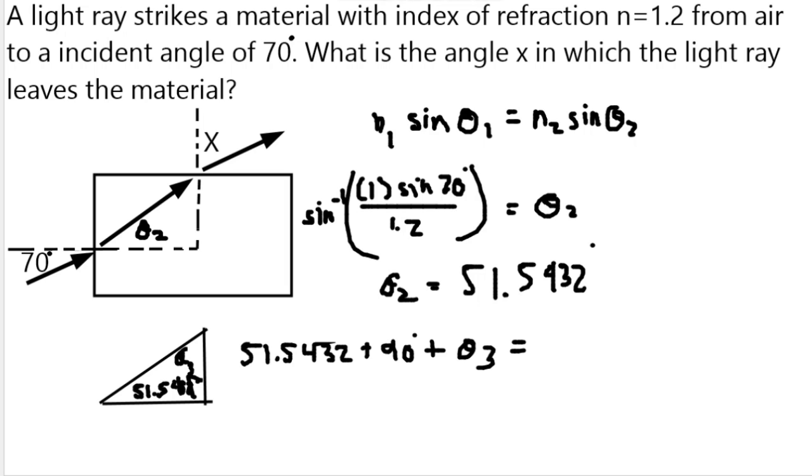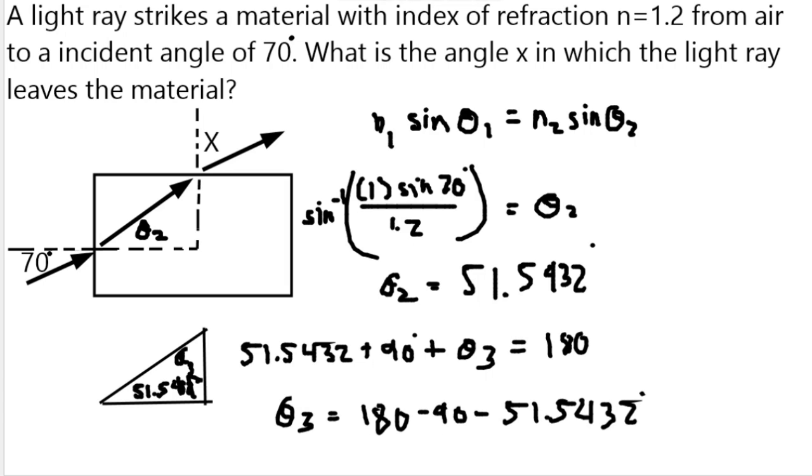So we have 51.5432 plus 90 degrees plus theta 3 equals 180. Now we're going to move the two values to the right side, so that's going to be negative. So 180 minus 90 minus 51.5432. So theta 3 is going to be 38.4.